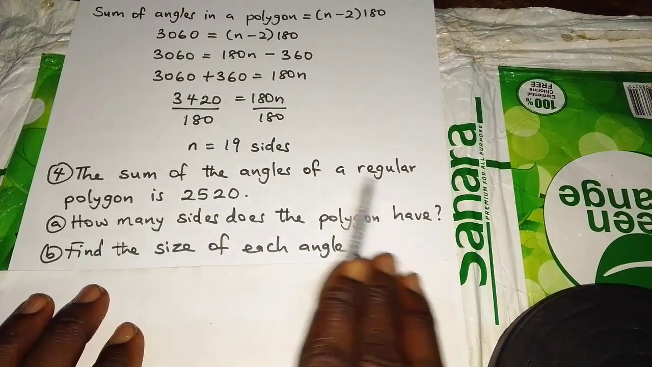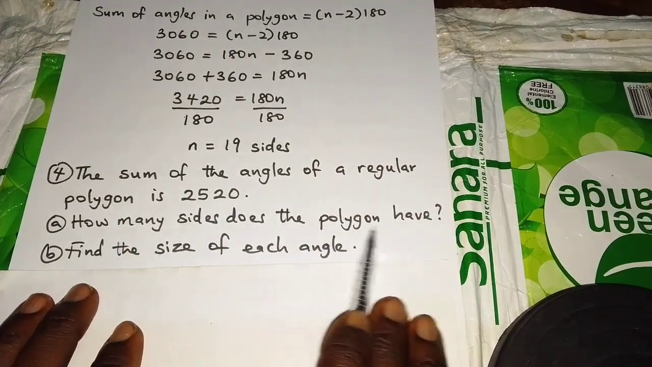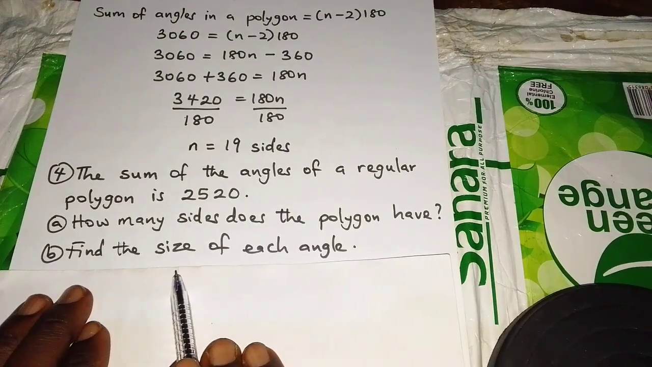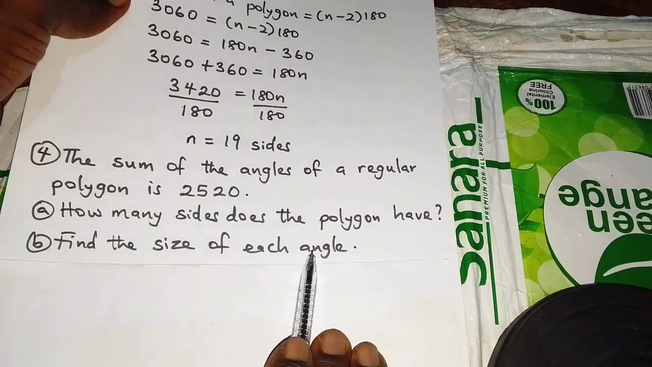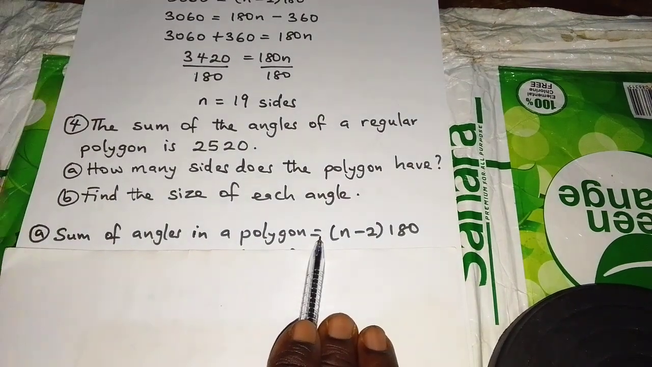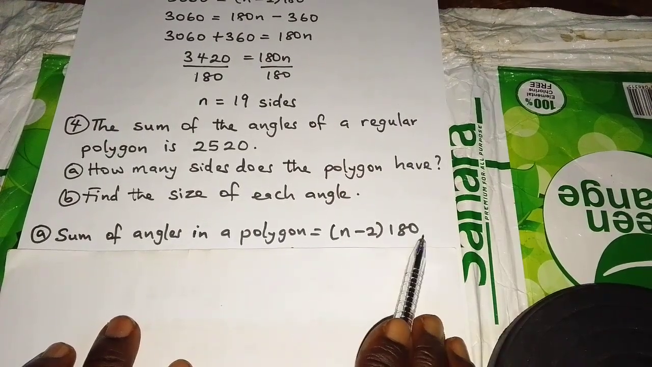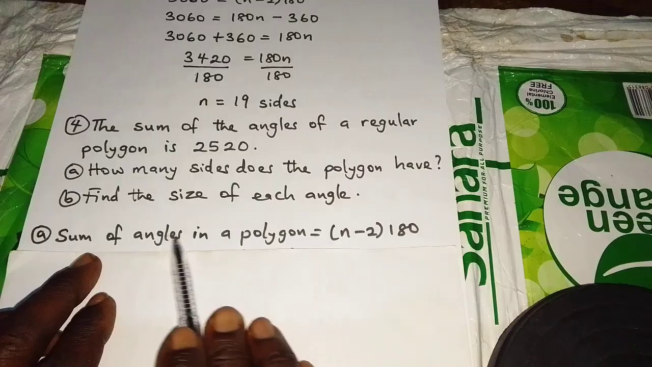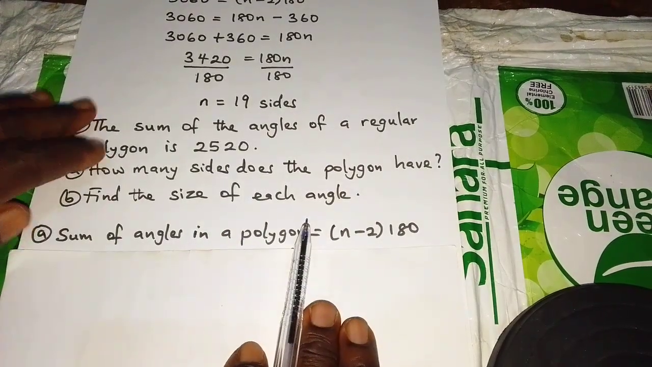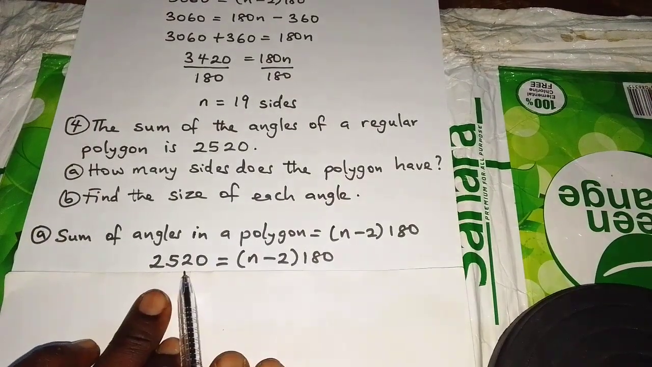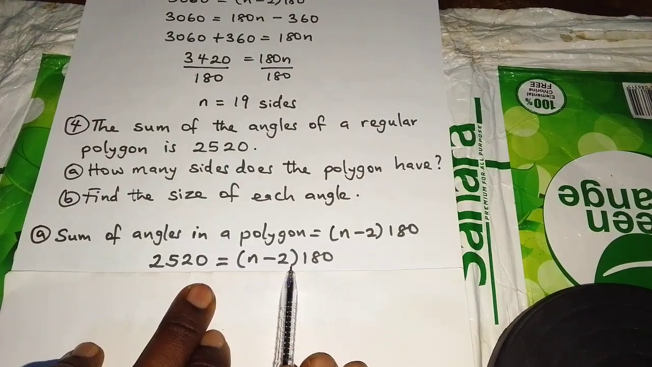The sum of angles of a regular polygon is 2520. A: How many sides does the polygon have? B: Find the size of each angle. First of all, we are going to look for the number of sides the polygon has. The formula for the sum of angles in a polygon is (n minus 2) times 180. We have been given the sum of the angles to be 2520, so we substitute: 2520 is equal to (n minus 2) times 180.